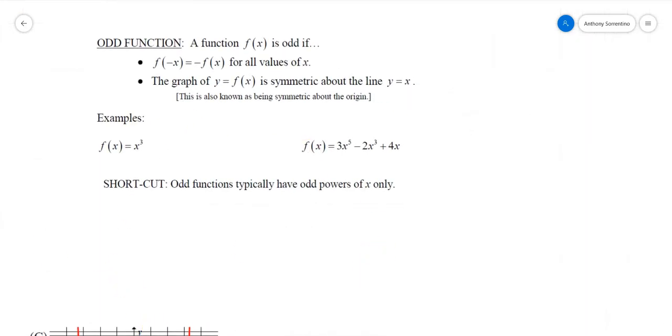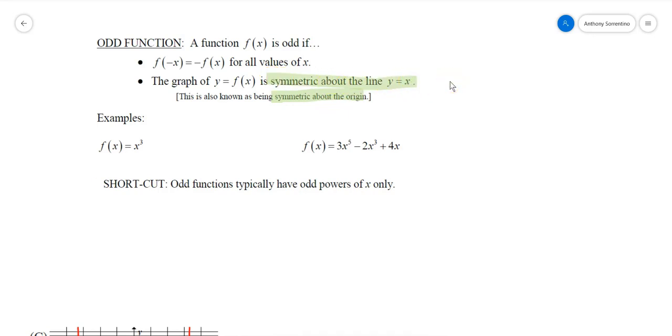The other type of function, of course, is an odd function. I have an odd function if I replace negative x in f of x, and I end up with the same thing as if I took f of x and multiplied it by -1. It's a little bit more involved test, involves a lot of distributive property, but we'll show what that means. Essentially what that means is that the graph is symmetric about the line y equals x. It's also known as being symmetric about the origin. So, symmetric about the origin, symmetric about the line y equals x, same thing.